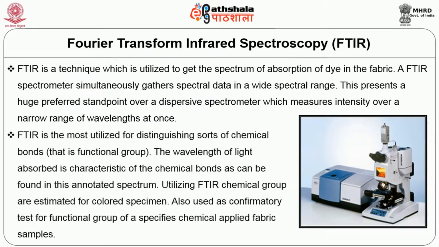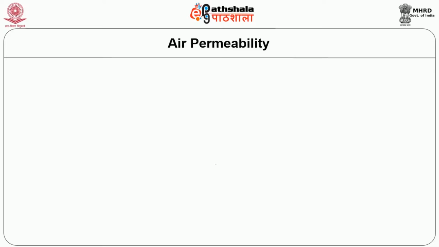FTIR is most utilized for distinguishing types of chemical bonds, mainly named functional groups in chemistry. The wavelength of light absorbed is characteristic of the chemical bonds, as can be found in this spectrum range. Using FTIR, chemical groups are evaluated for the colored specimen. It is also used as a confirmatory test for functional groups of specific chemicals applied to the woven fabric samples. Next is air permeability.